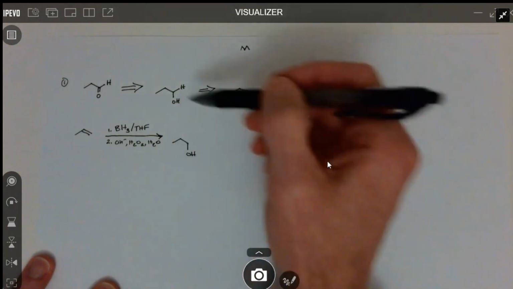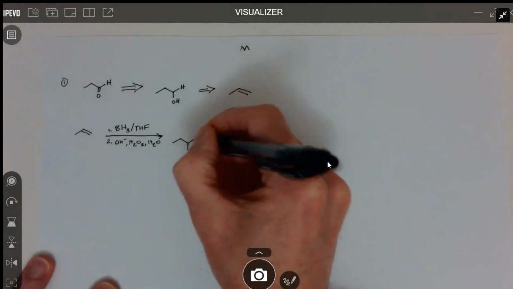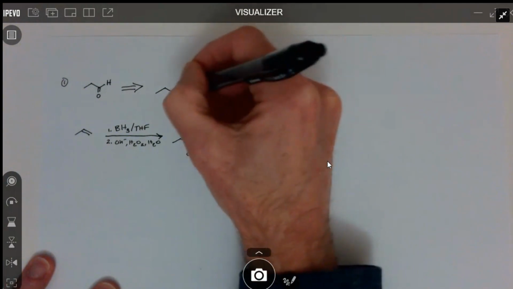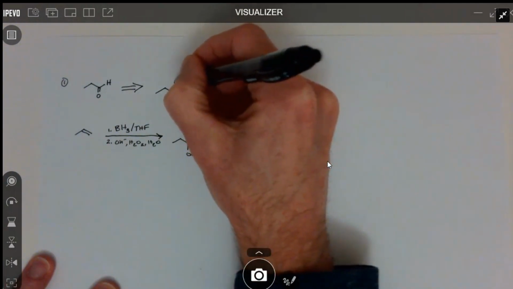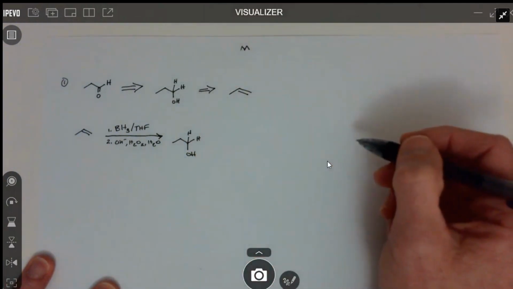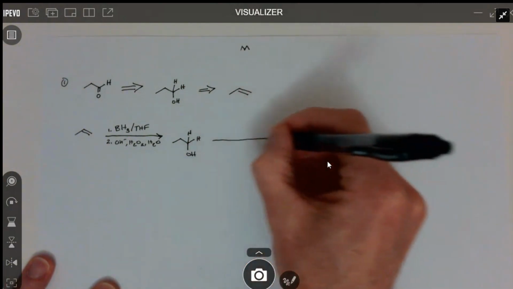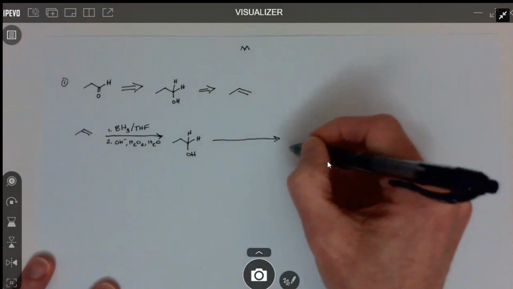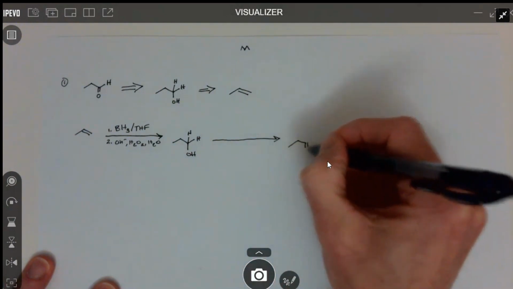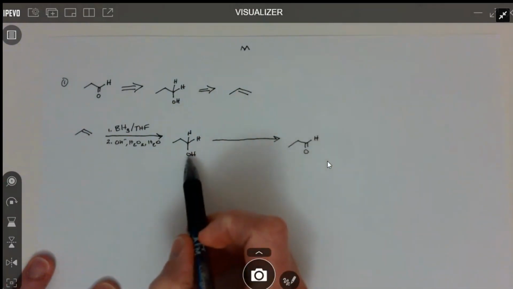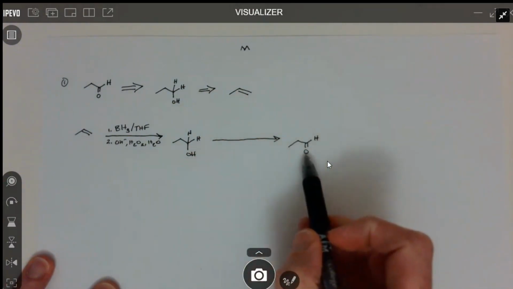Okay, so now we have this primary alcohol. I've drawn in just one of those H's to make the structure look familiar, but realize that obviously that carbon is a tetrahedral carbon. It's got 2 H's there. So now the question is, how do we get this to go to our final product, which is propanal? So we're going to oxidize this O up to a carbonyl.